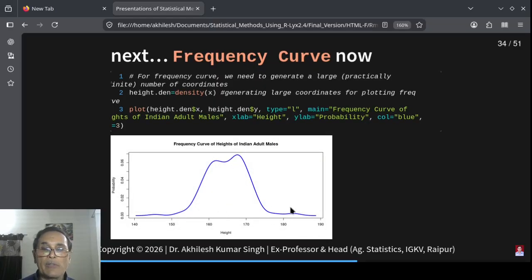So this is the frequency curve we compute. How? For a frequency curve we need to generate a practically large number of coordinates of both x and y. How do we do it? There is a density function. We apply the density function to the x values we have. R automatically creates similar values that are not in the actual population but simulates them, and they are stored in the density object. What happens? Here I need to go to RStudio.